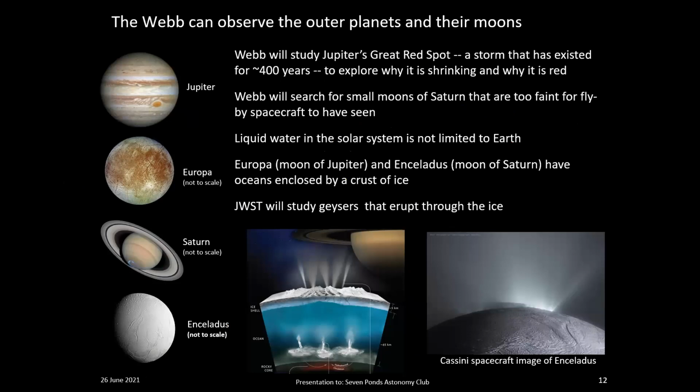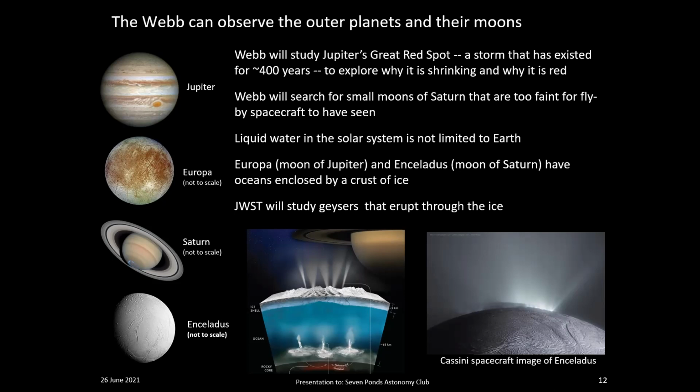It will study Jupiter. It will help us explore Jupiter's Great Red Spot, which, as many of you know, is a storm that's raged there for more than 400 years. And today we know that spot is shrinking. And so with JWST, we'll hopefully explore why it's shrinking and why it's red. We still don't know why the Great Red Spot is red. And the Webb will also search for small moons of Saturn that were too faint for flyby spacecraft to have seen.